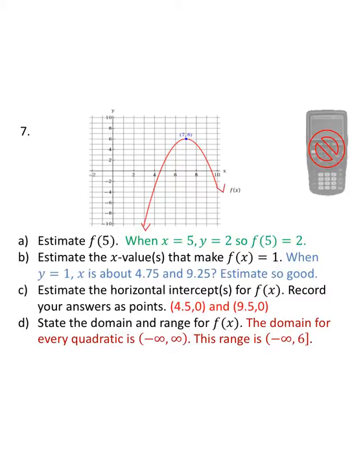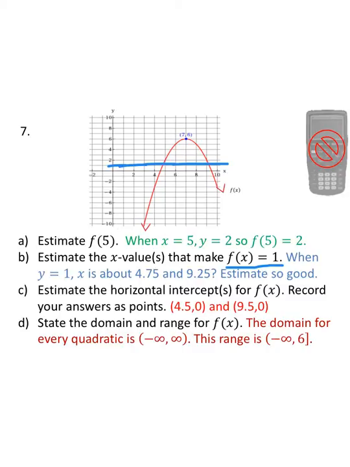Part B, estimate the x values that make f of x equal to 1. I want to find the x values. Notice this f of x equals 1. What is f of x? That's just a fancy way of writing y. So I want y values of 1. Let's see if I could hit that. What x values make y 1?